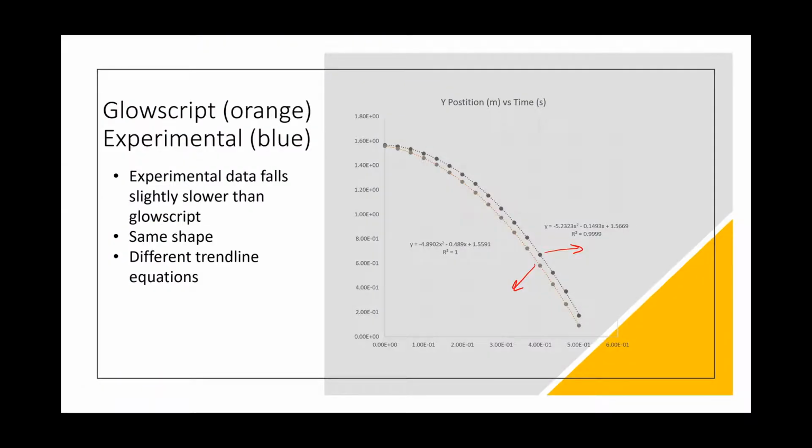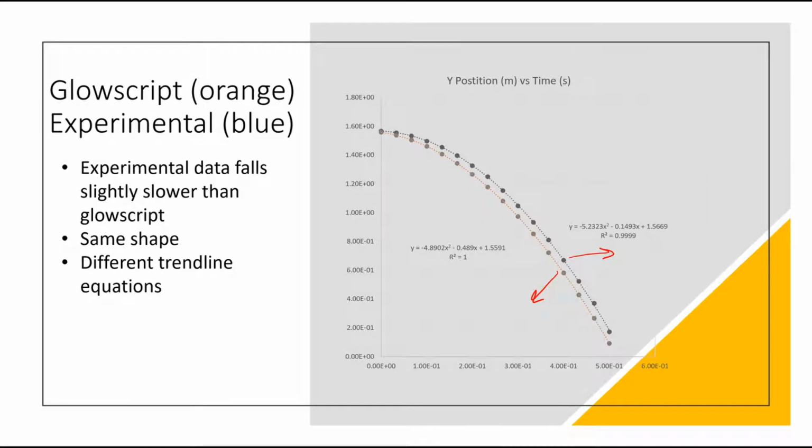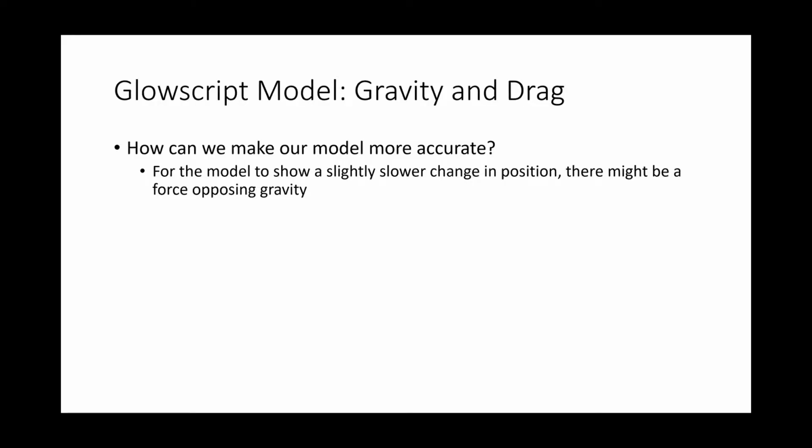Using the position output of Tracker, I was able to create this graph. You can see that the shapes of the Tracker and Glowscript models are very similar. However, the Glowscript model changes position slightly faster and has a steeper slope than the Tracker model. Our first model didn't take an important force into account. We only had the force of gravity acting upon the sphere, while in reality there's another force opposing motion. This is the drag force.